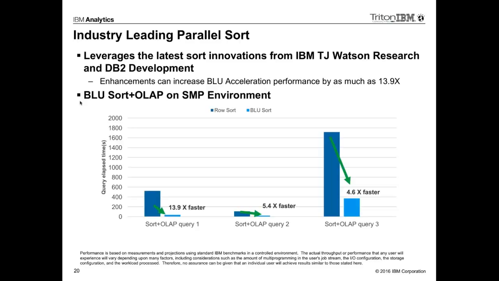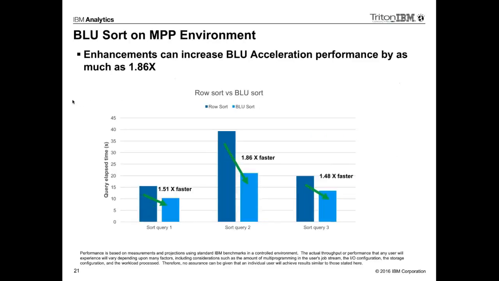So here's an example of BLU doing sort in an SMP environment. The next chart just shows you sort in an MPP environment. So in all cases, you're getting significant speed ups in the queries. Amazing.